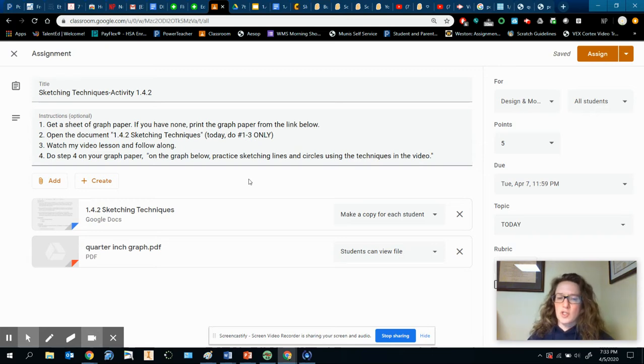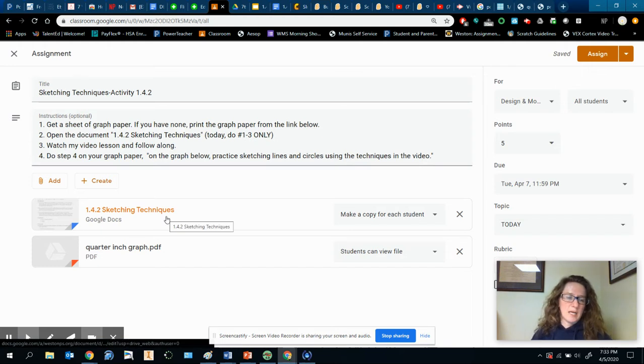This actually isn't due for my A-Day kids until the end of the day on Wednesday. And for my B-Day kids, because I'm assigning it on Tuesday and we don't have school Thursday, it's going to be due on Tuesday. So you just need to open that up and you're going to type your answers in here.